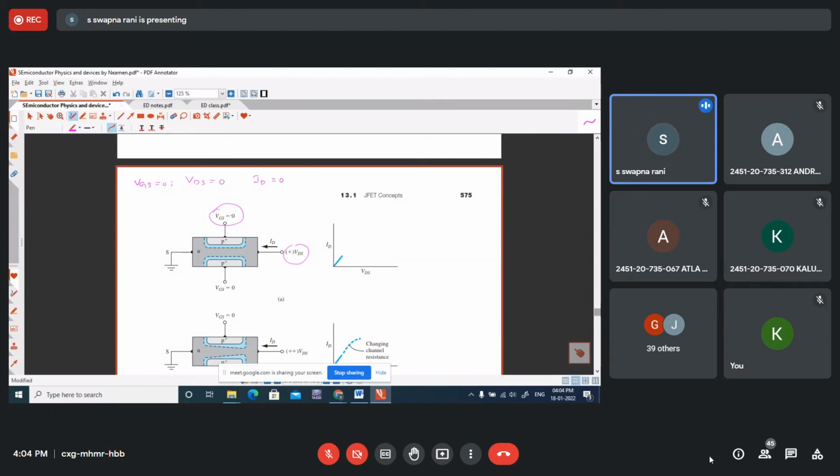Irrespective of the gate voltage, if VDS equals 0, ID will obviously be 0. So when VGS is 0 and VDS is 0, drain current is 0. Now first case, second case.